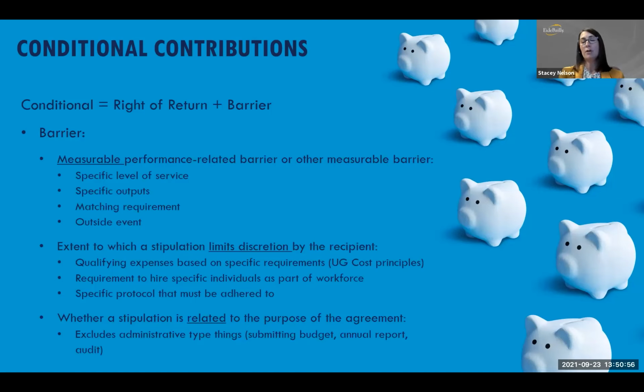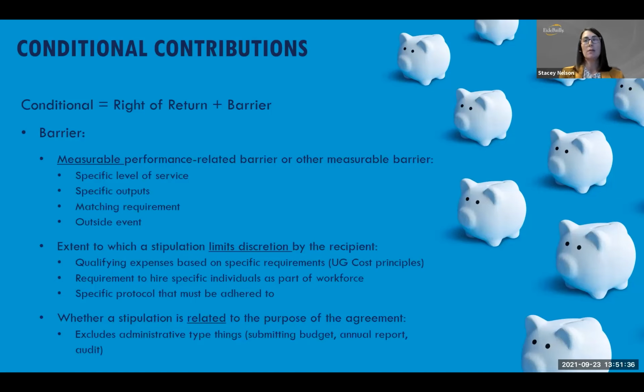Maybe you need to provide 500 meals a month under your agreement. It could be specific outputs, placing X number of people in jobs. It could be a matching requirement where a donor has promised to give you $15,000 if you can raise another $15,000. Or it might be a specific protocol that must be adhered to. For example, maybe you received a grant for construction and your building needs to be built under certain environmental standards. The third item there is whether a stipulation is related to the purpose of the agreement.